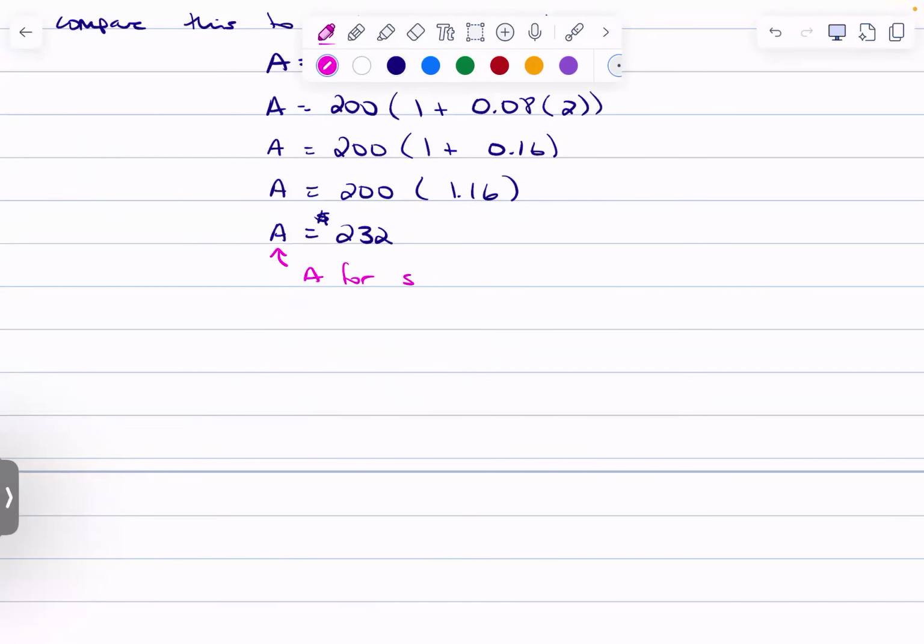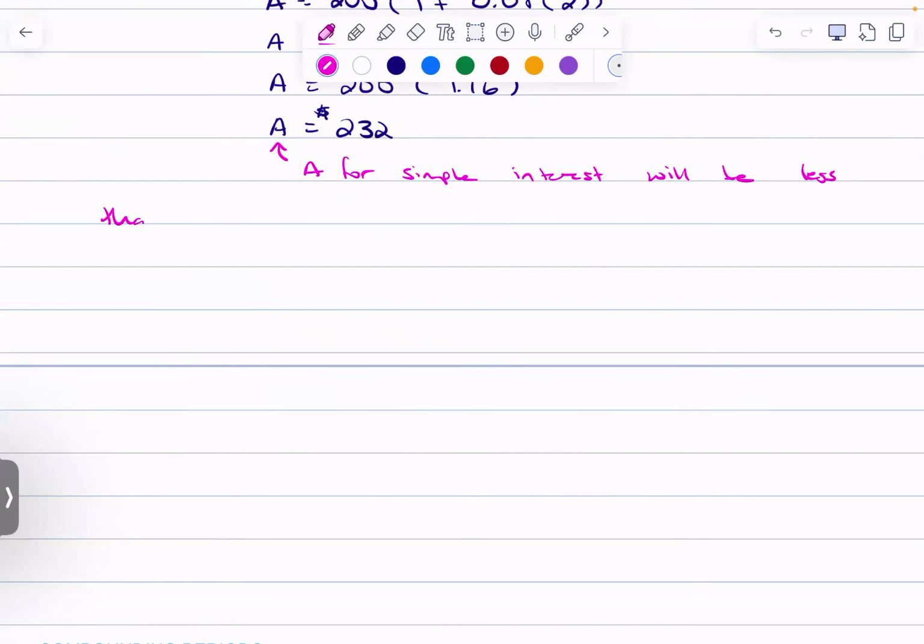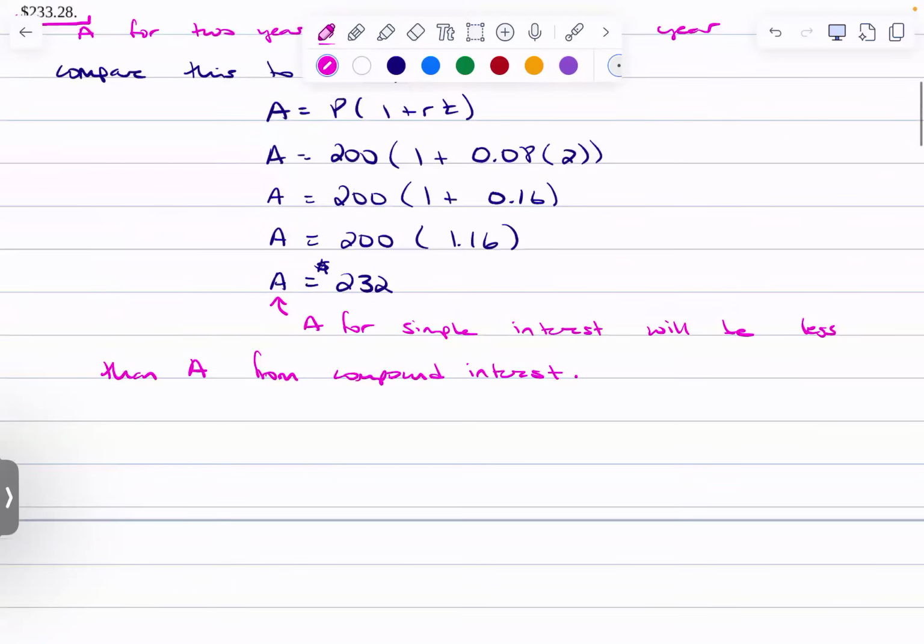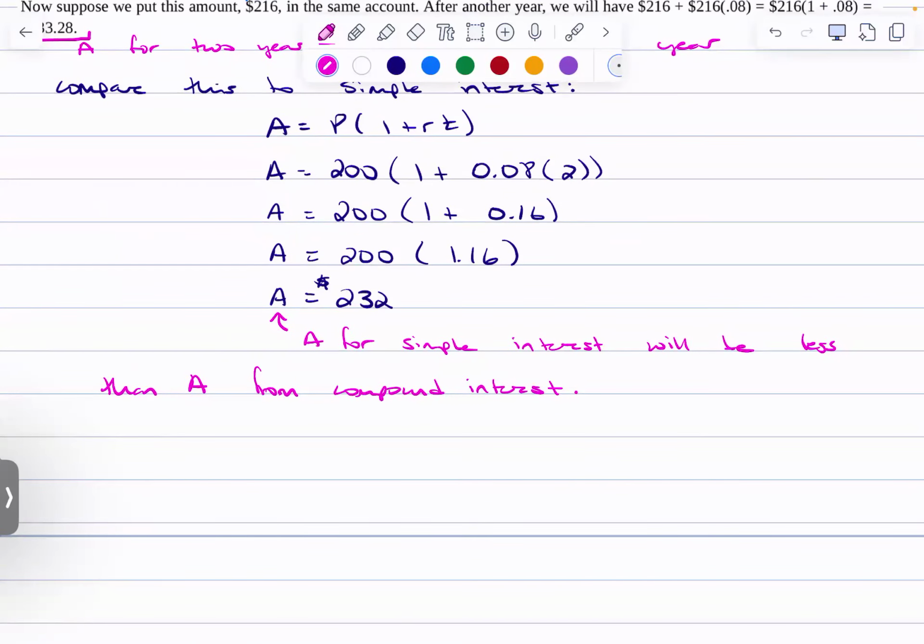A for simple interest will be less than A from compound interest. Which is awesome if we're the ones depositing money and we're getting interest. It's not so fun when you have to pay the interest, because it's just building and building.